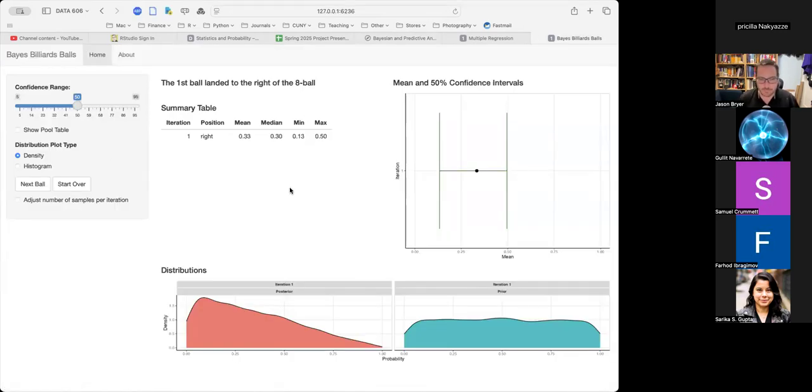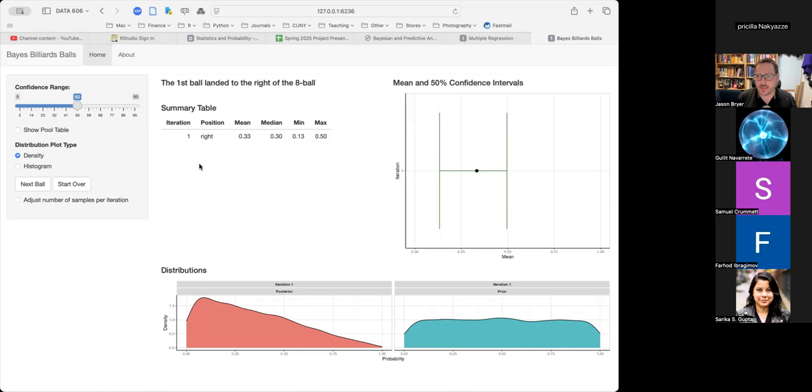So here's a little app. It's truly random. You could play with this later. Down here, I'm going to keep track of my priors and posterior distributions. This is my initial guess, and I'm starting with the uniform, meaning the 8 ball could be literally anywhere on the table. I know nothing so far. But now, Bayes throws it and tells me the ball landed to the right of the 8 ball.